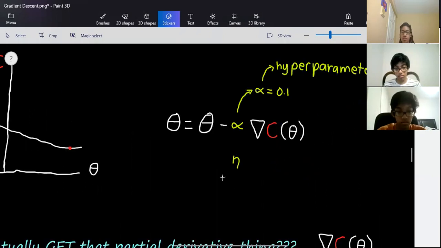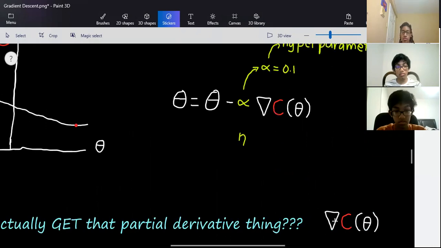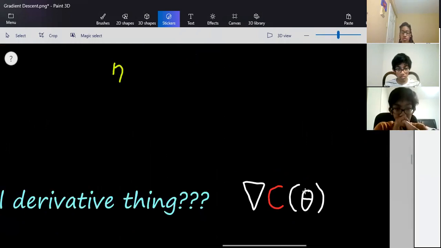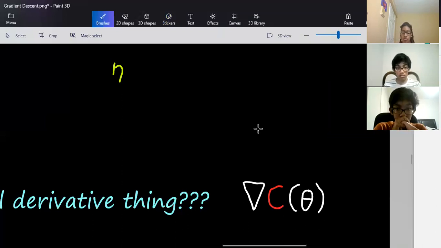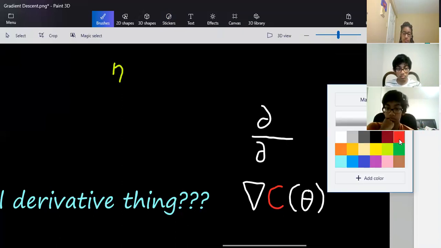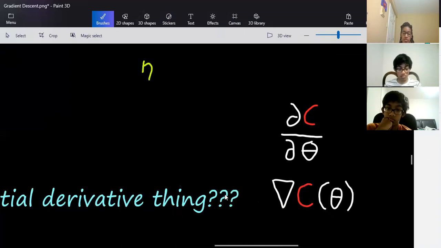However, we have this large mystery. How do we get this thing? How do we get that partial derivative? Here, this notation is just because theta is a vector. If that notation is confusing you, remember, it's saying the exact same thing as this: what is the partial of C by theta? This would be the way of saying it if there were just one theta parameter instead of a whole vector of them.